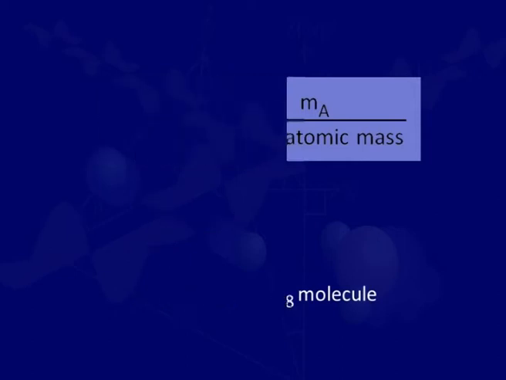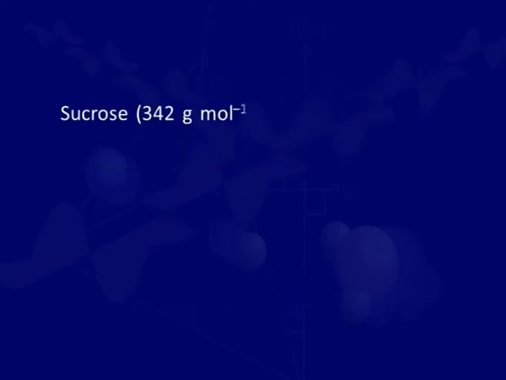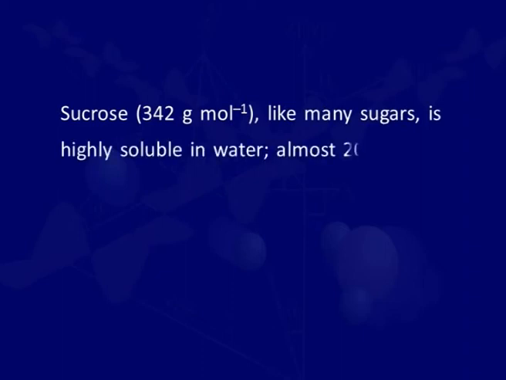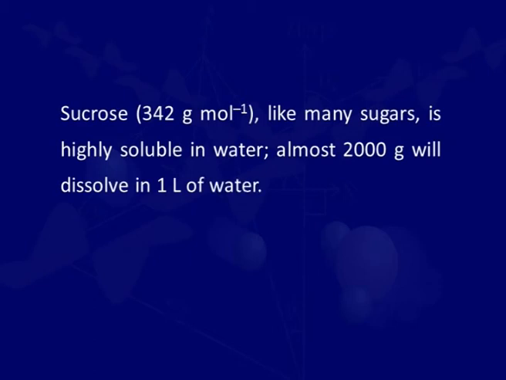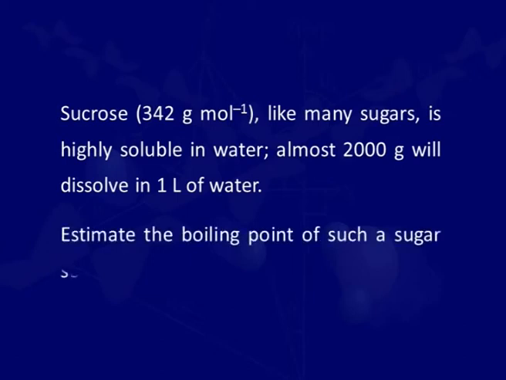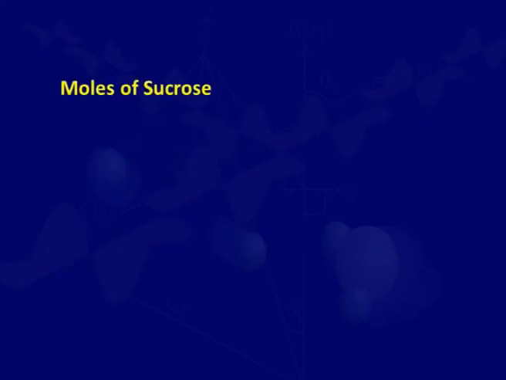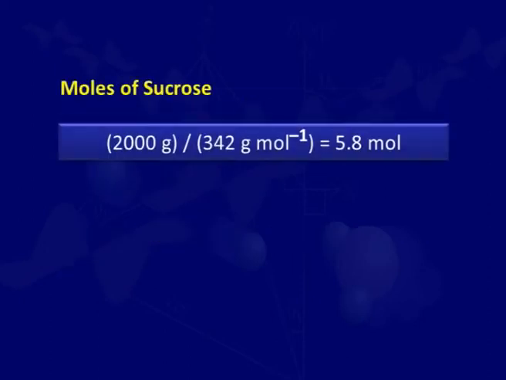There is another example. Sucrose, that is cane sugar, having molecular mass 342 grams per mole, is highly soluble in water. Almost 2000 grams will dissolve in 1 liter of water. Estimate the boiling point of such a sugar solution. Now, moles of sucrose will be equal to 2000 grams divided by 342, which is the molecular mass of the sucrose. Moles of sucrose will come out to be 5.8 moles.